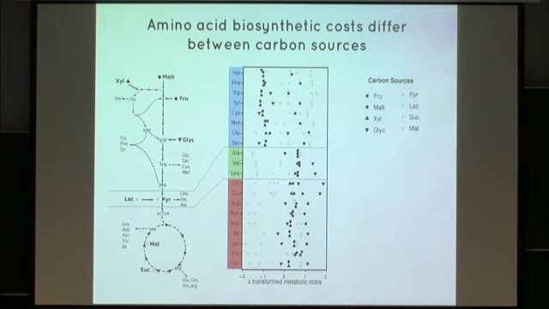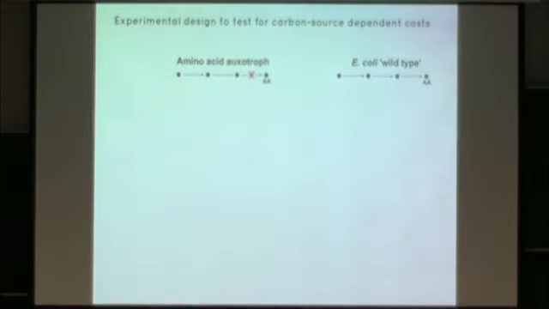It's the complete other way around for these amino acids which have their precursors in TCA cycle. And so from this, it suggests that there's a trade-off in these metabolic costs of amino acids depending on the carbon source. But these are just computational predictions and simply based on the structure of the metabolic network. So I wanted to see if actually these cost differences have an influence on the bacterial physiology.